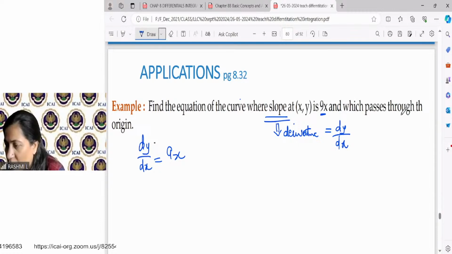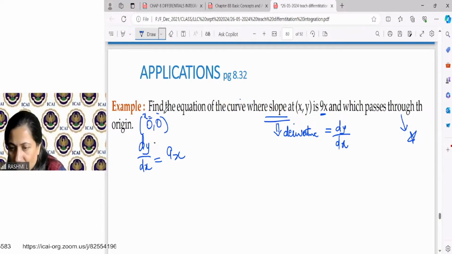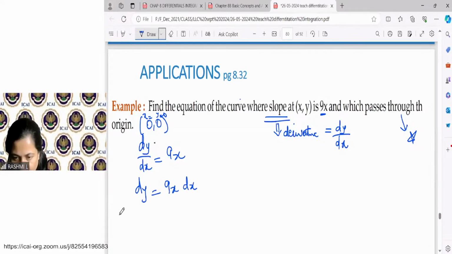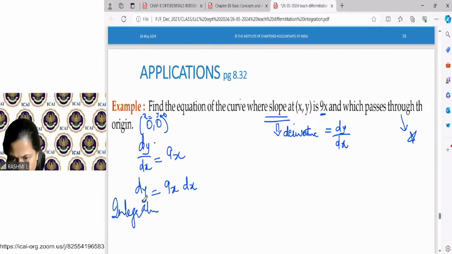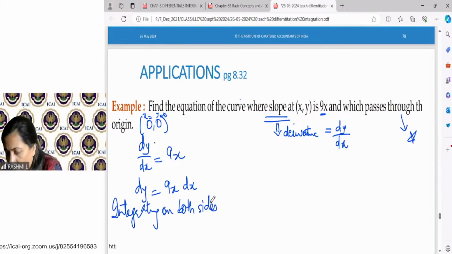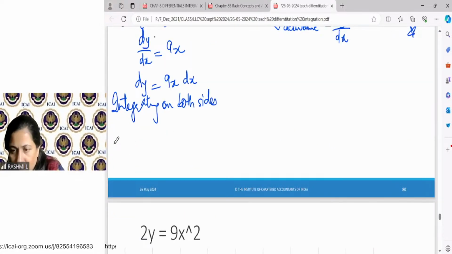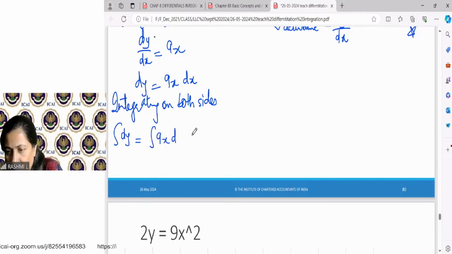This is also extremely important. Passes through the origin means what? 0, 0. X is 0, y is 0. So whatever the slope is, it is passing through the origin also. So now I will write it as dy is equal to 9x dx. Integrating on both sides, what do you get? Integral of dy is equal to integral of 9x dx plus c.